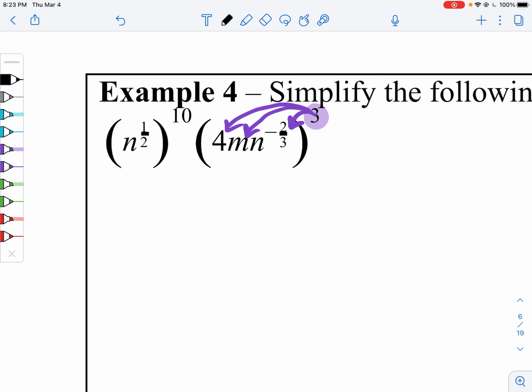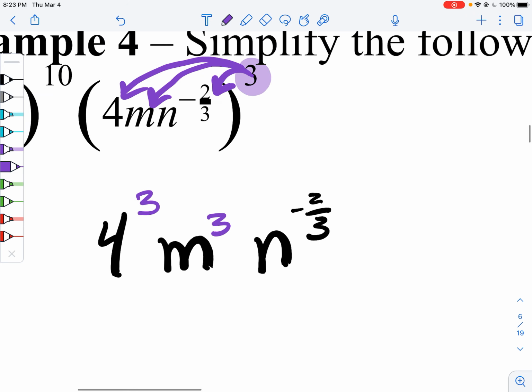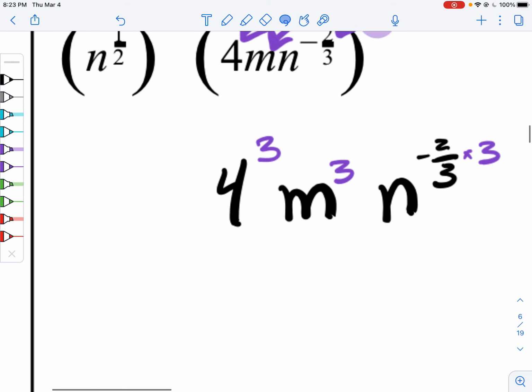So let's rewrite that. So that'll be 4mn to the negative 2/3 power, all cubed. Okay, and 4 gets a cube, m gets a cube, and n gets a cube. But remember, if you have a power to a power, you multiply them together. So that'll be negative 2/3 times 3. Okay, that was the second half.